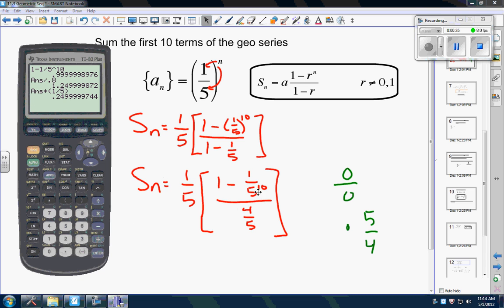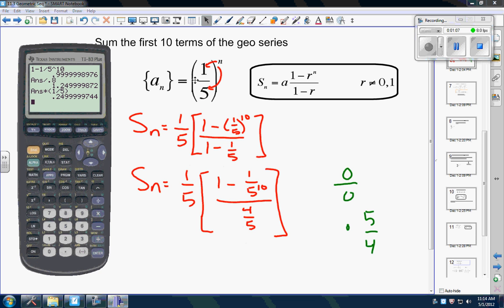So here's how I did it in the calculator. I started on the inside, 1 minus 1 over 5 to the 10th. 5 to the 10th is huge. Okay, it's a super big number, but it makes a really small fraction because it's on the bottom. So you're basically really close to 1, except for a few little things out here. Now I divided it by 0.8, which is 4/5. So if you don't use correct parentheses when you're dividing by fractions, it may not be right. And then I took that answer and I multiplied it by 1/5.